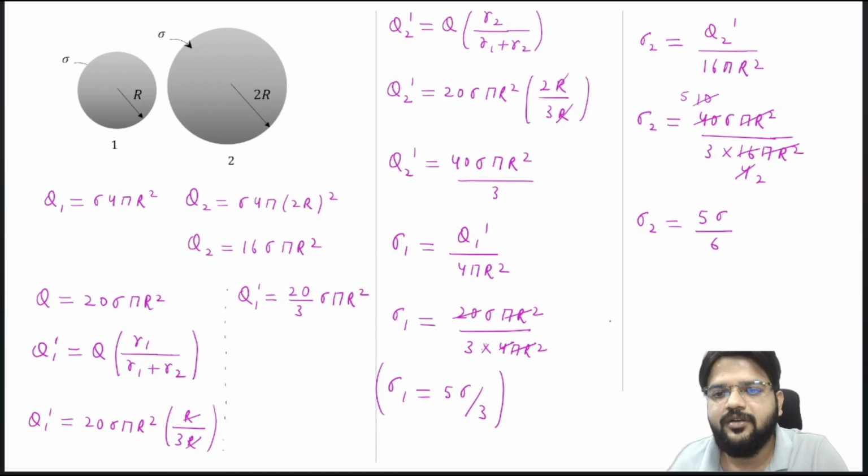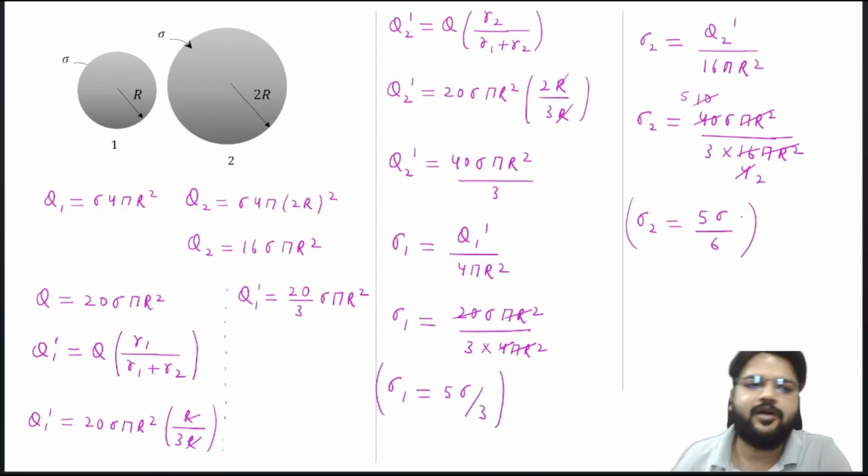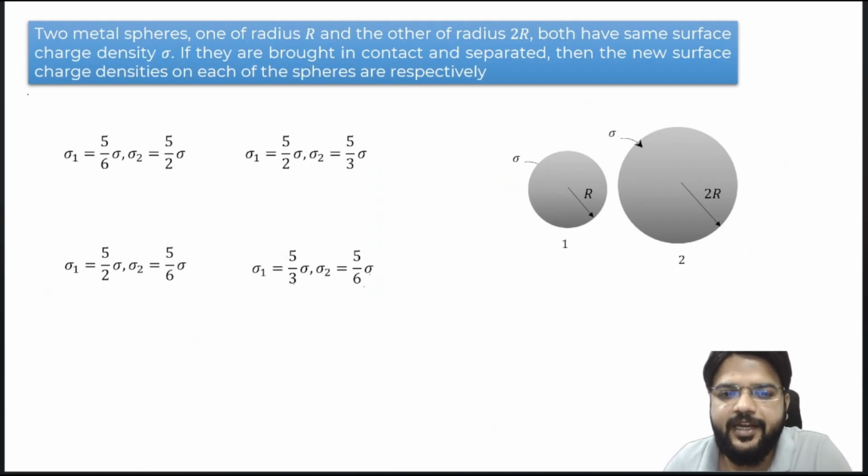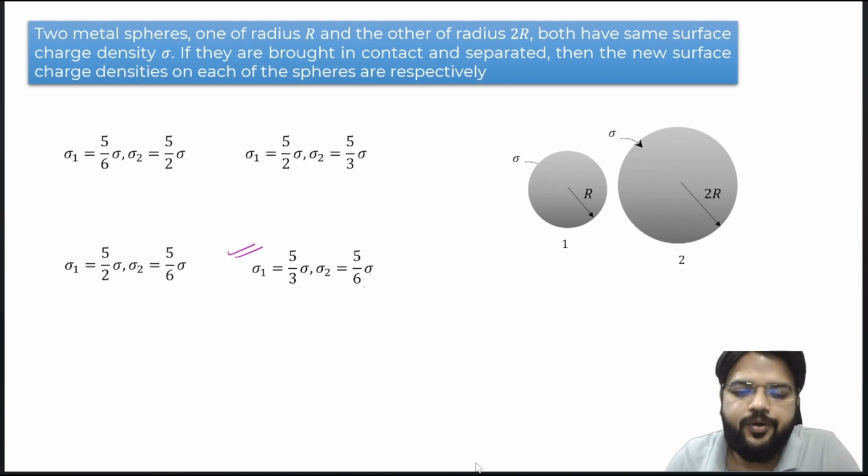So we got sigma 1 as well as sigma 2. Now check the options. Which one are we getting? Yes, we are getting option number 4: 5 sigma by 3 and 5 sigma by 6. So the correct answer is option number 4. Note down, everyone.